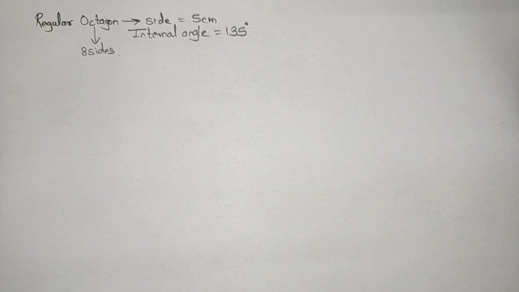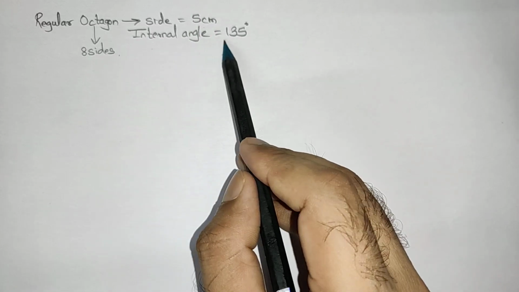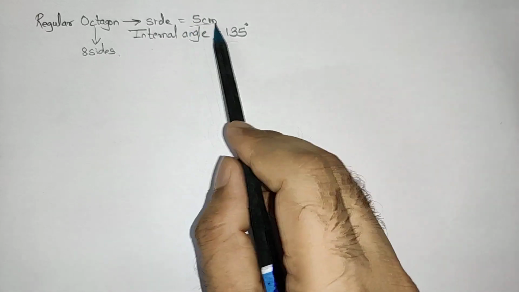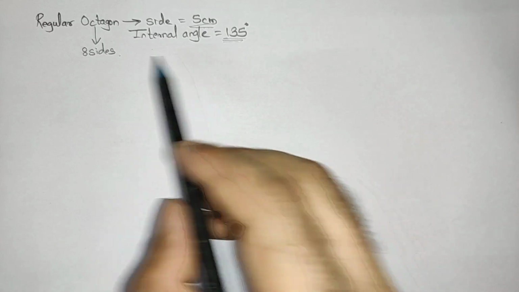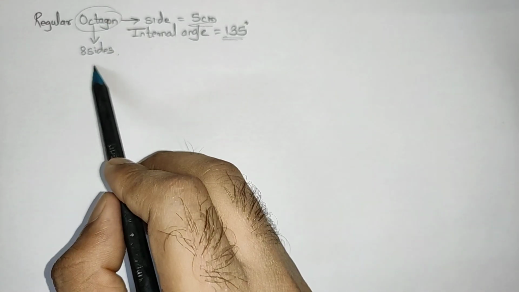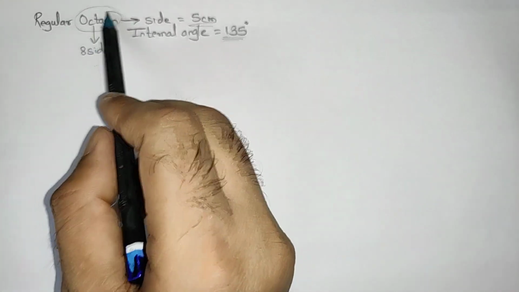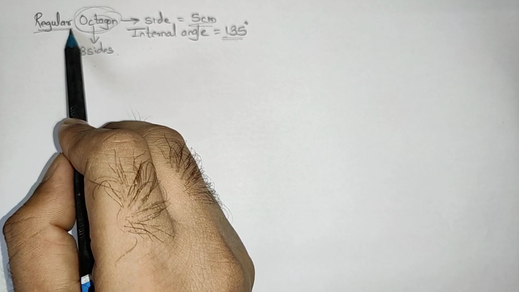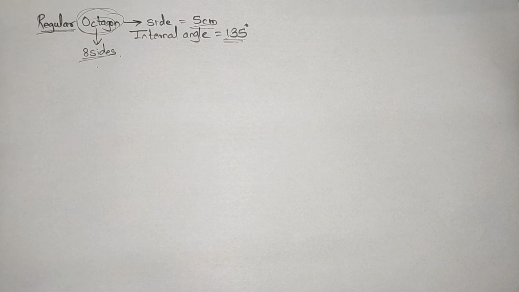In this video, we will learn to construct a regular octagon with side 5 cm and internal angle of 135 degree. Now what's an octagon? A polygon with 8 sides. What's a regular octagon? Octagon with all the equal sides. So 8 equal sides. A polygon with 8 equal sides will be called a regular octagon. Regular means all the sides equal.